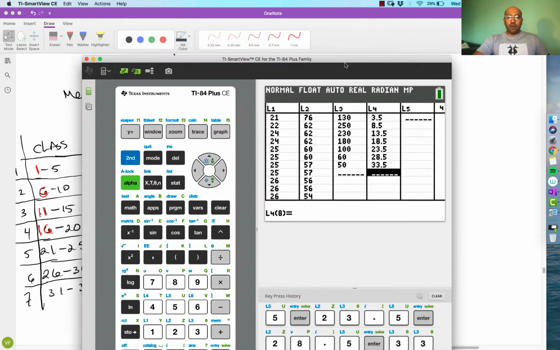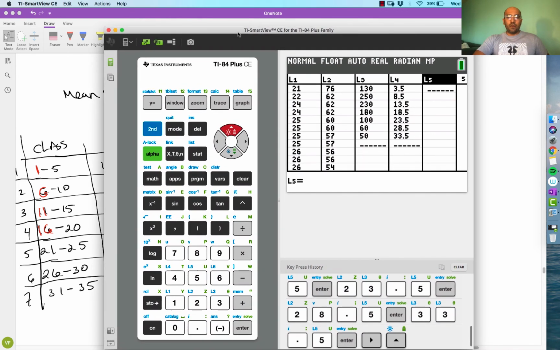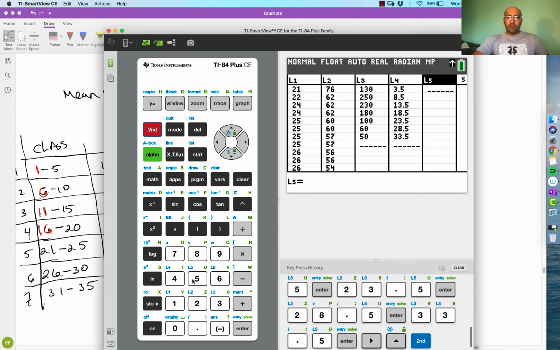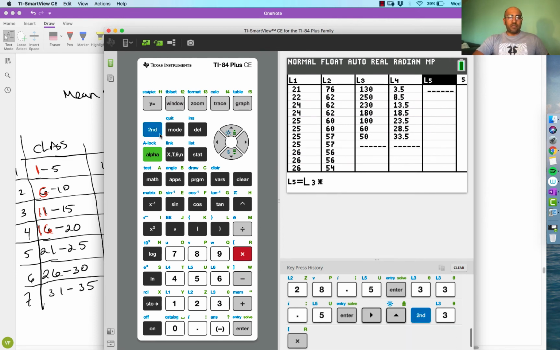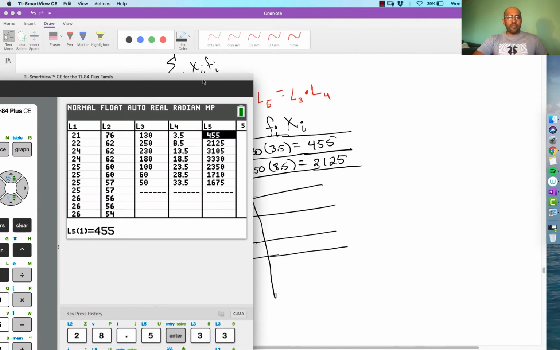Okay, so now I want to multiply L3 times L4. Let's go over to L5. Make sure you go up to highlight L5, and now you can do column arithmetic. So we're going to type in L3 times L4, enter. And there's the results, right? So it matches with the first two that I was getting, 455, 25, okay, so 21, 25. So it matches up. So I'm just going to go ahead and write down the rest.